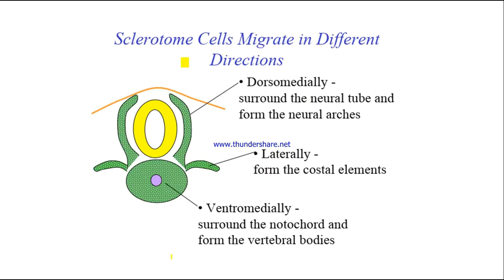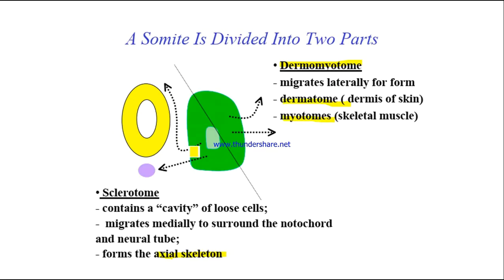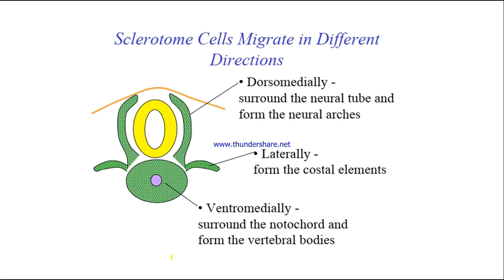So the sclerotome, just going back again, showing you the region of the sclerotome, these cells are going to migrate in different directions. We're going to get this dorsomedial migration, and this is going to surround the neural tube and form the neural arches, which is what we can see here highlighted in green. So this is the dorsomedial migration.